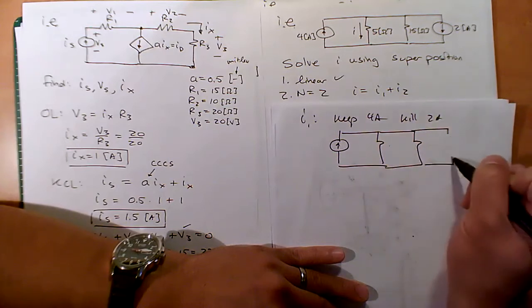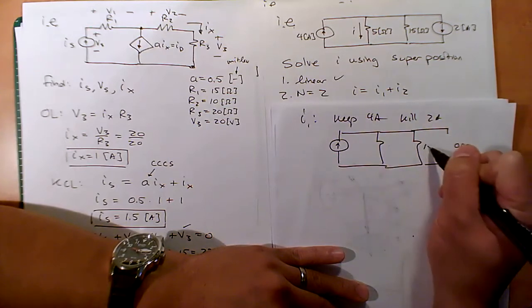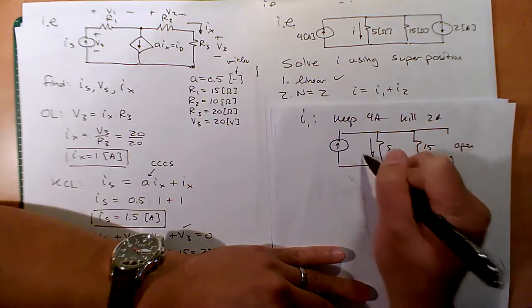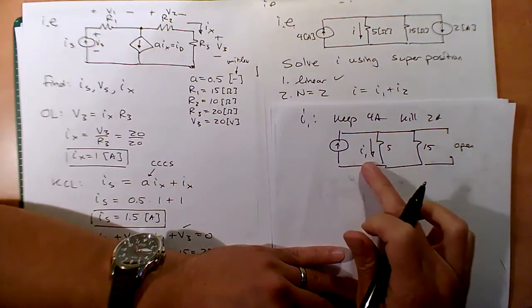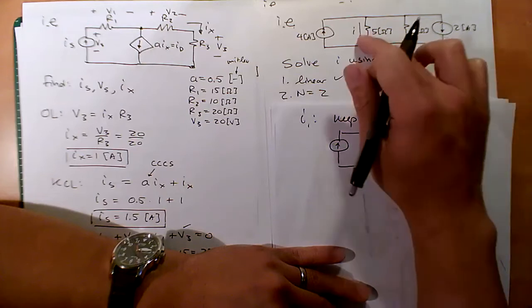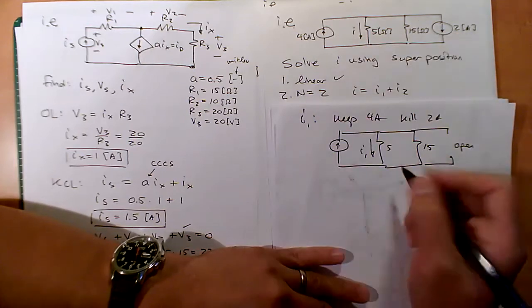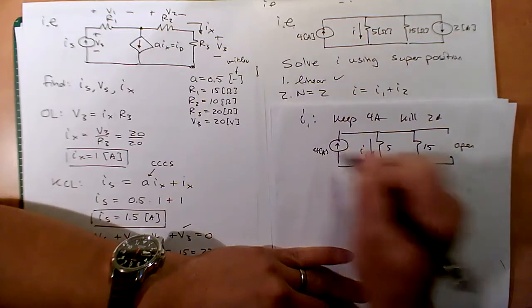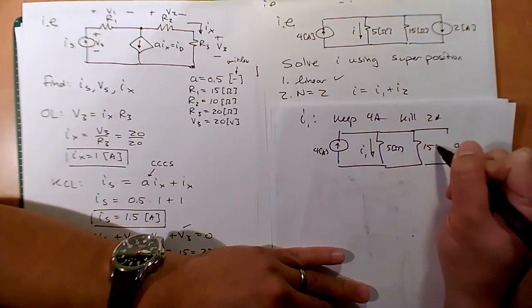And to kill a current source, we have an open. So this is the 15, the 5, and we call this I1. Notice I make I1 here in the same direction as the original I. Good. So this is the 4 amp, this is the 5 ohm, this is the 15 ohm.